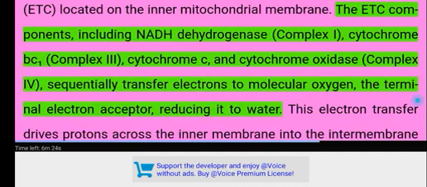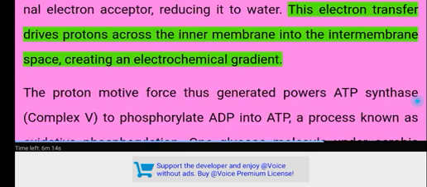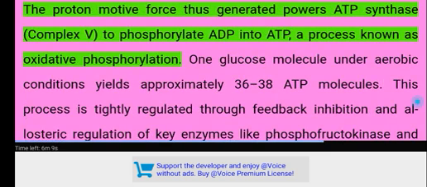The ETC components, including NADH dehydrogenase complex I, cytochrome bc1 complex III, cytochrome c, and cytochrome oxidase complex IV, sequentially transfer electrons to molecular oxygen, the terminal electron acceptor, reducing it to water. This electron transfer drives protons across the inner membrane into the intermembrane space, creating an electrochemical gradient.